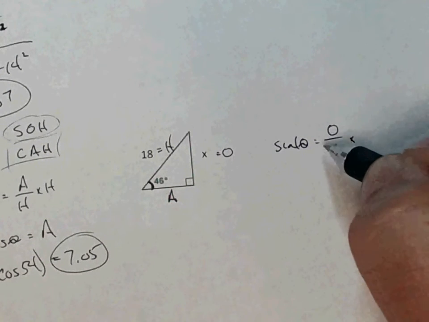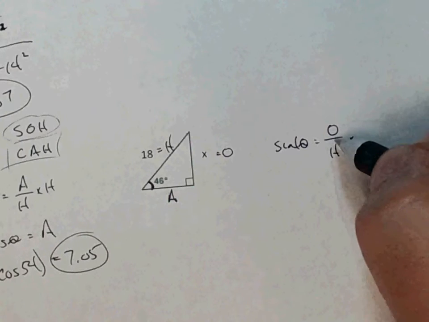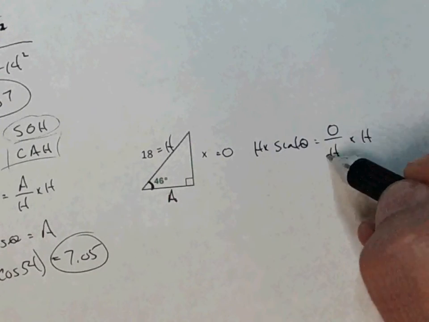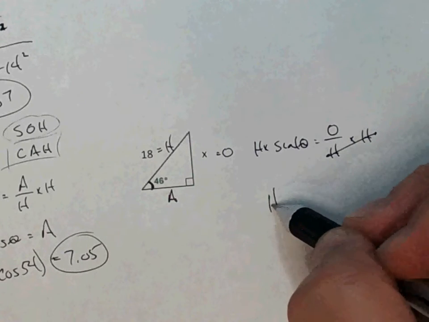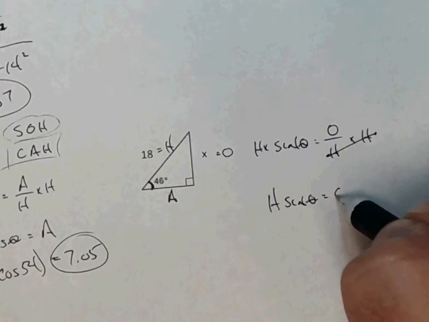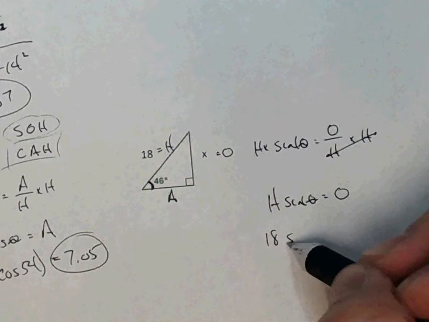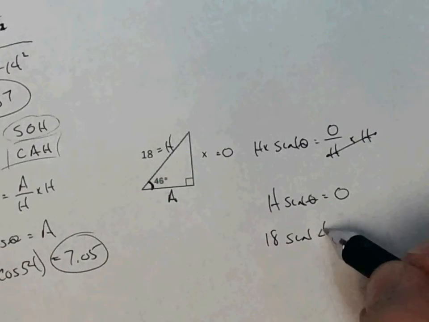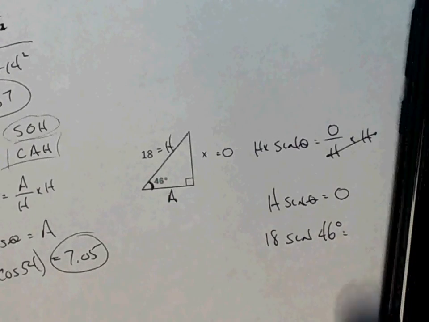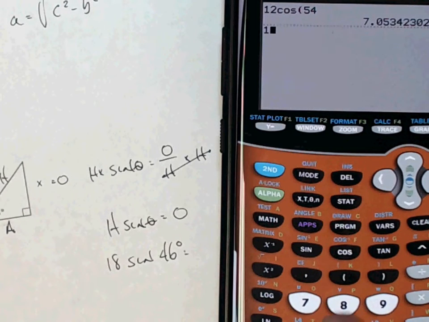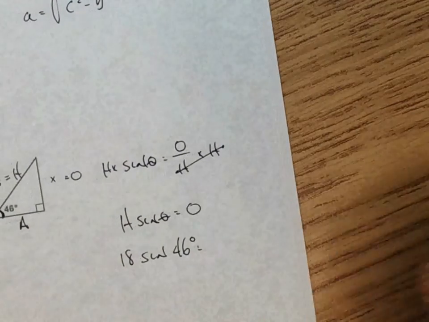Again, we don't want the sine, we want the opposite side, so we're going to get rid of the hypotenuse off of this side. It goes away, and we have that the hypotenuse times the sine of the angle is equal to the opposite side, which is what we're looking for. The hypotenuse was 18, the angle was 46. Again, let's look at our calculator here. So we're going to have 18 sine of 46. And we get 12.948 or 12.95.